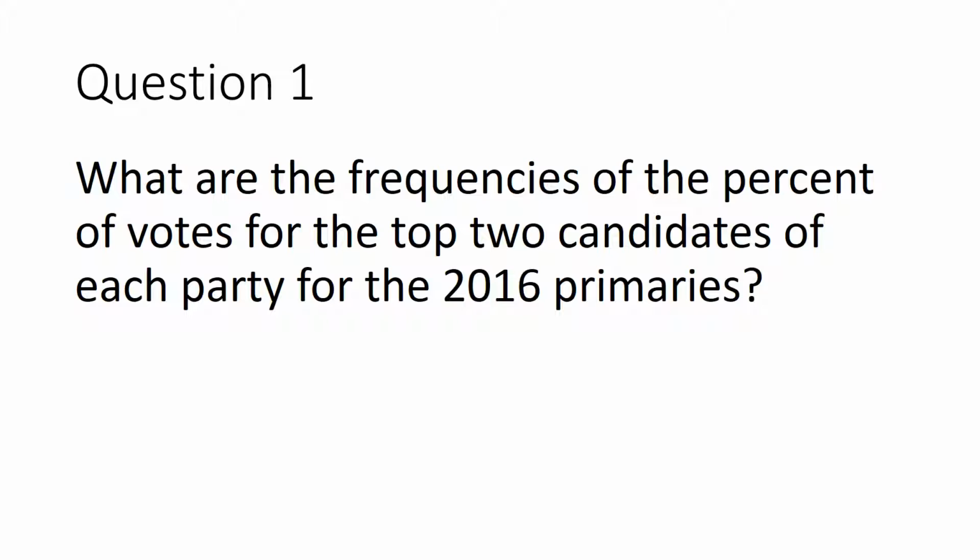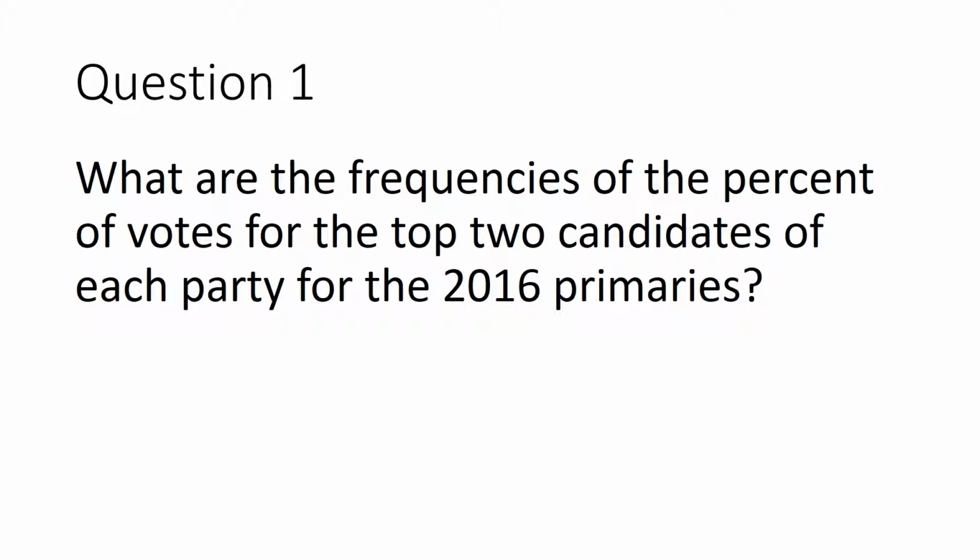My first question is, what are the frequencies of the percent of votes for the top two candidates of each party for the 2016 primaries? The specific frequencies are important because whichever candidate has the highest percent of votes for each party generally runs in the final election. If one candidate has the highest frequency, say 80 to 100% of votes, it is likely that he or she will be the party's nominee.